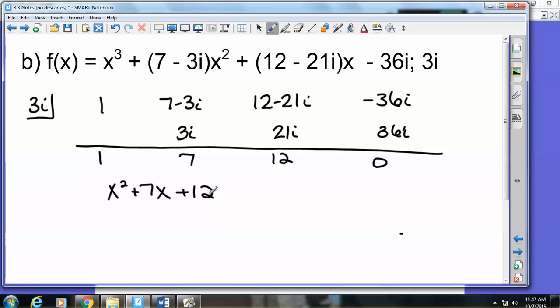Do I need to do the quadratic formula here? No, I could factor this. Factors into what multiplies to 12 and adds to 7? +4, +3.